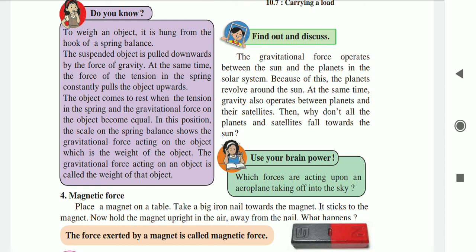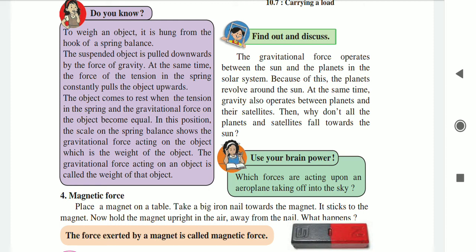When can you see the proper weight of the particular object on the spring balance? When the force of gravitation and the force of tension become equal. When they are equal, then only you can see the perfect weight on the spring balance. In this position, the scale on the spring balance shows the gravitational force acting on the object, which is the weight of the object. The gravitational force acting on an object is called the weight of that object.